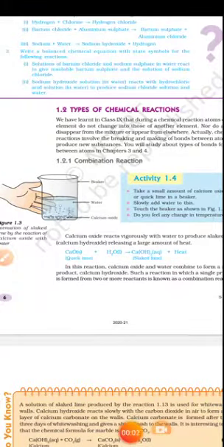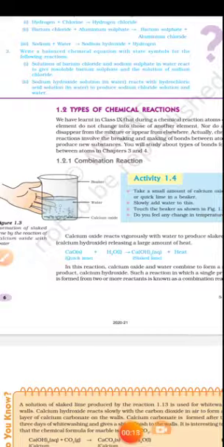Good evening, students. Now I'm going to start the new topic of class 10 science, types of chemical reactions. The first reaction is combination reaction. First of all, you have to learn one sentence here.